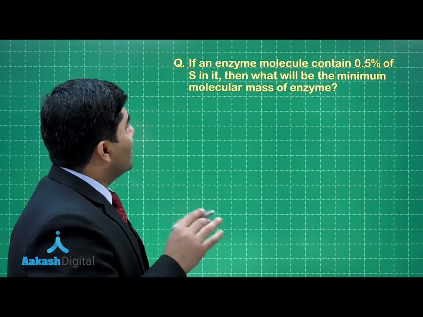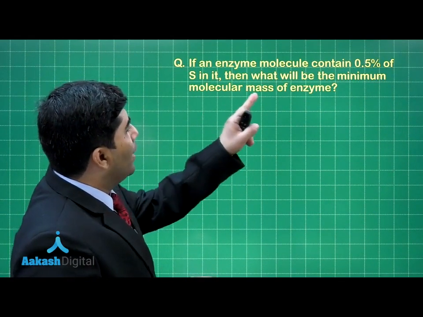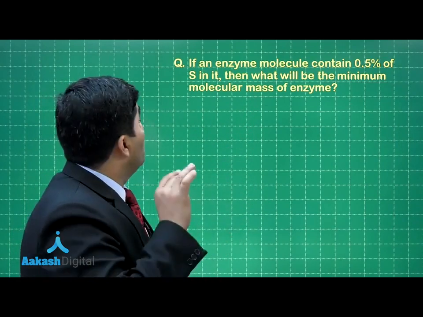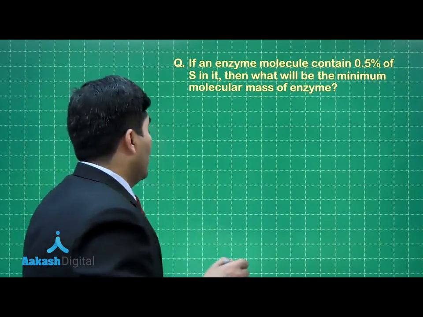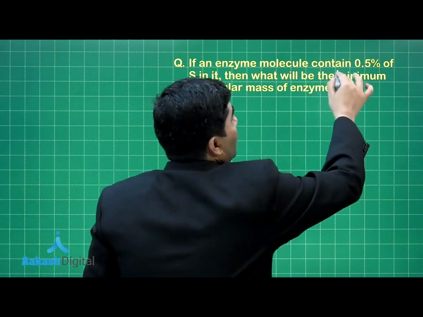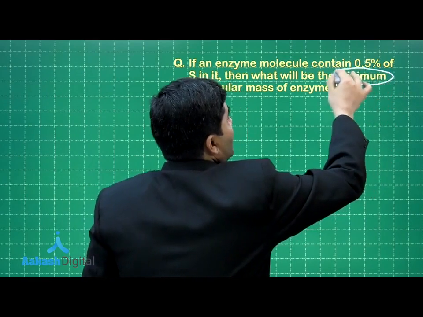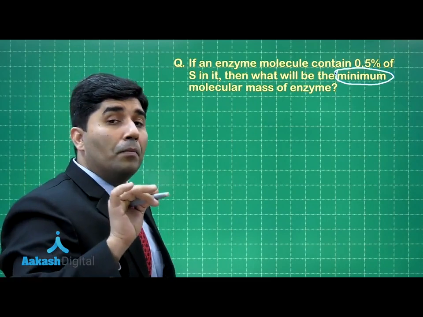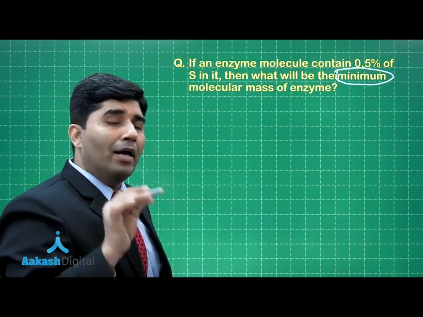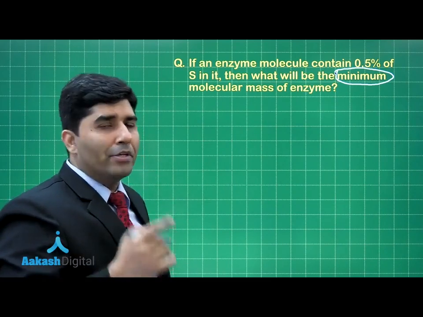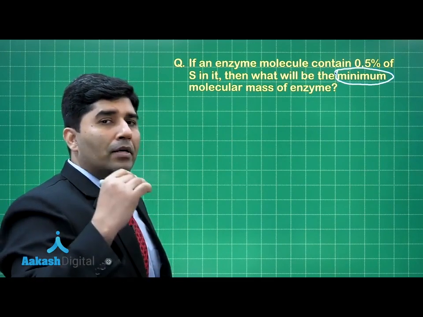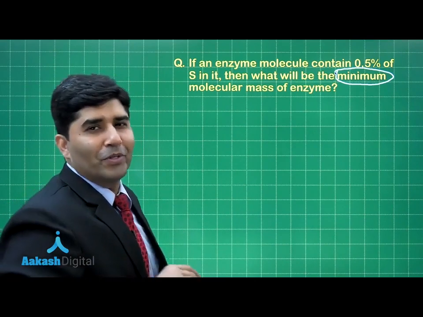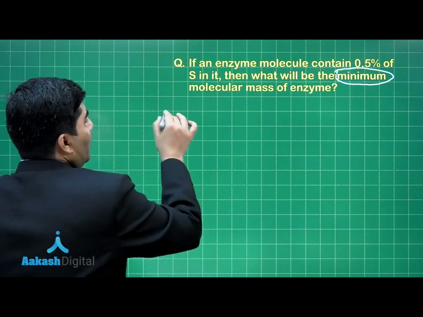Now in this question he is asking, if an enzyme molecule contains 0.5% of sulfur in it, then what will be the minimum molecular mass? Now this word minimum we have to consider, and if minimum is there, the minimum number of sulfur atoms will be present in that particular molecule or that particular enzyme, and the minimum number is 1. We all know that the atomic mass of sulfur is 32 AMU. Let's proceed with the solution.